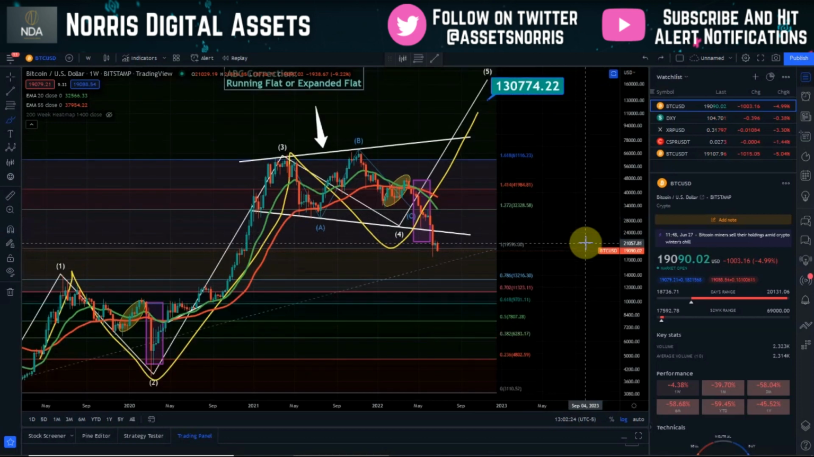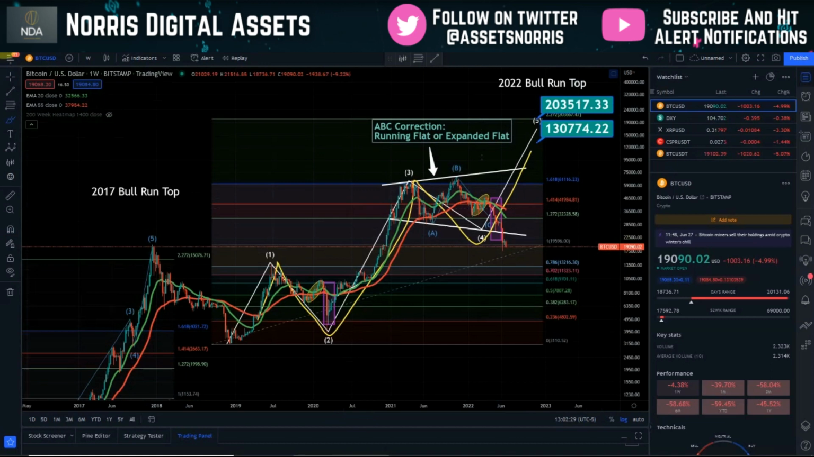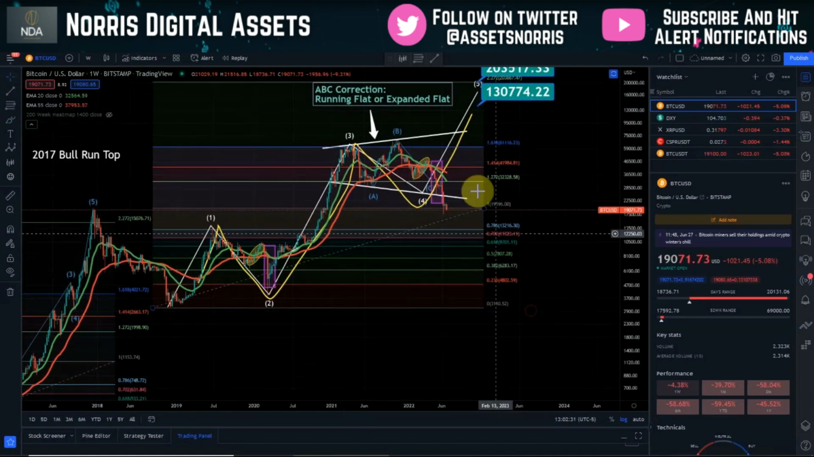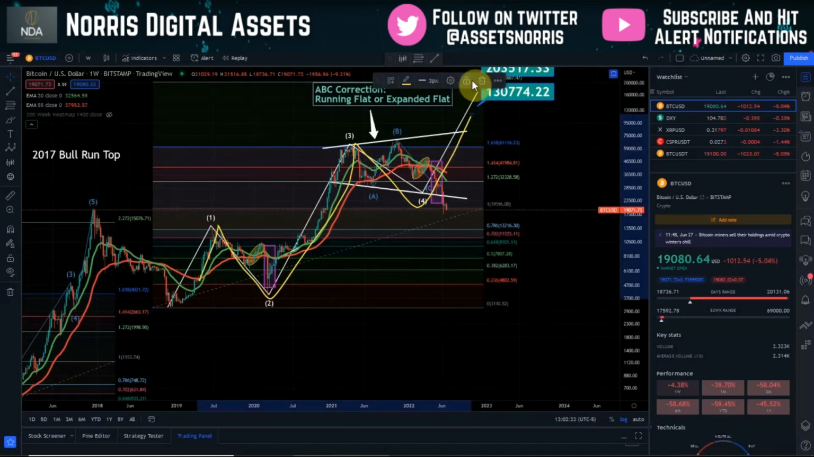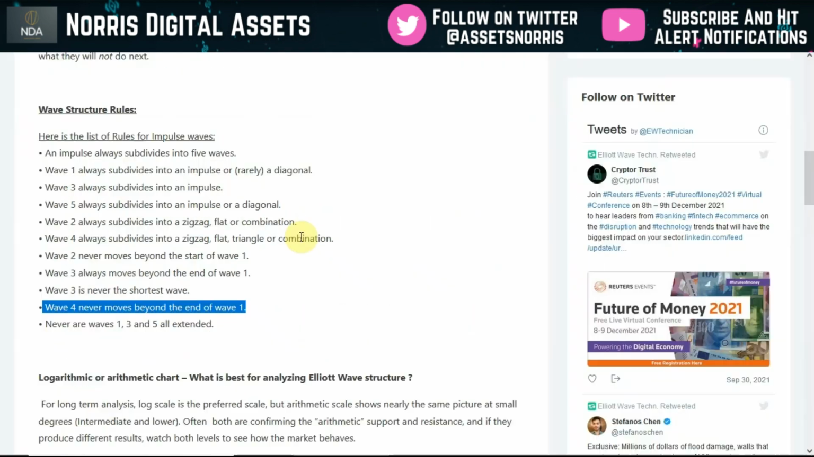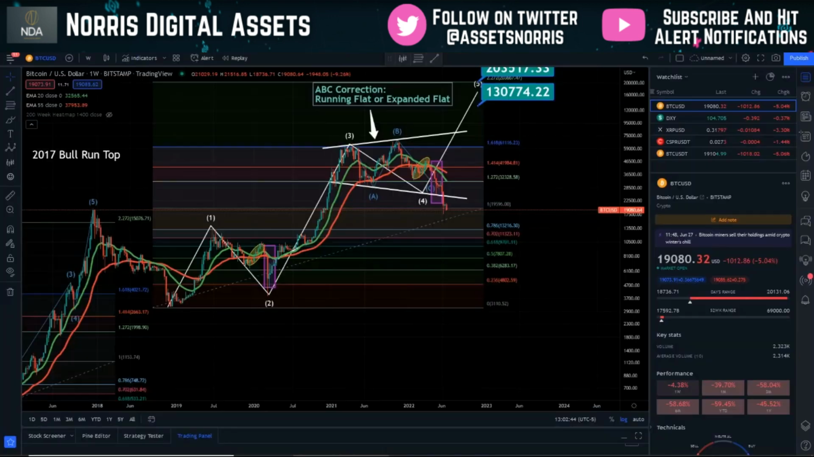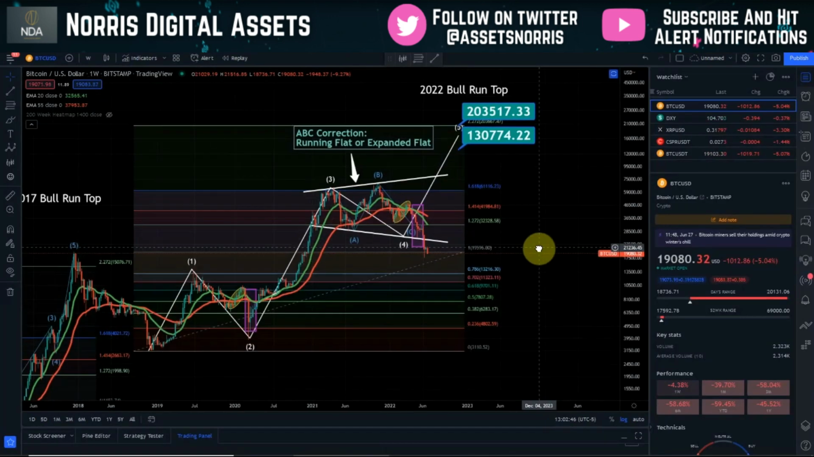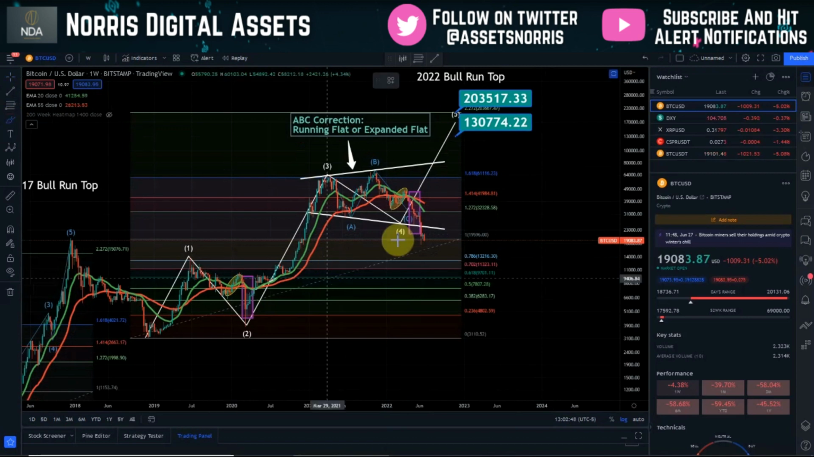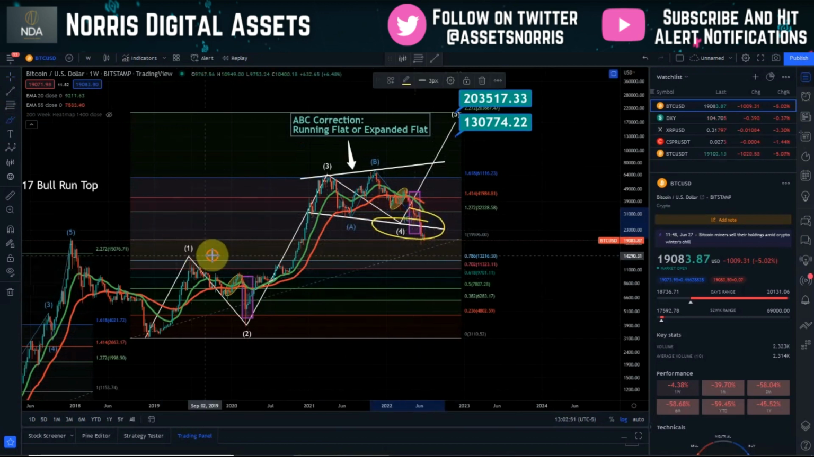So another thing here: what would completely invalidate my original drawing, this drawing that I've been drawing for 8 months that we've been talking about in all my videos? Well, number one, take a look at this here. Wave 4 never moves beyond the end of wave 1. So what would throw my main drawing out the window is if wave 4 went below wave 1.